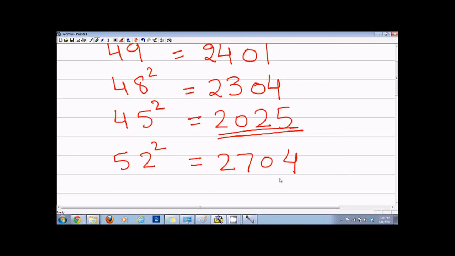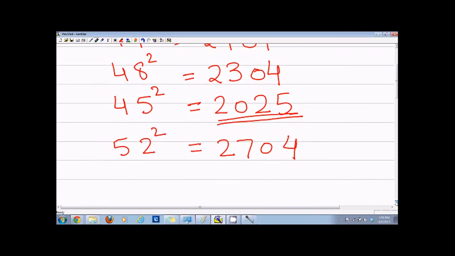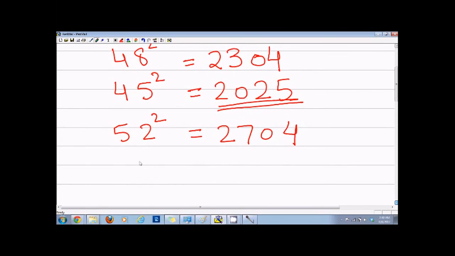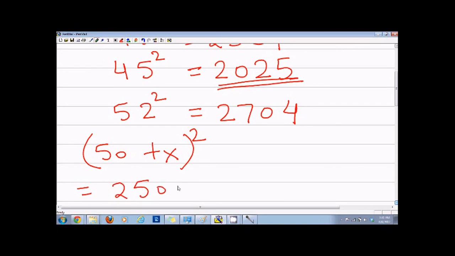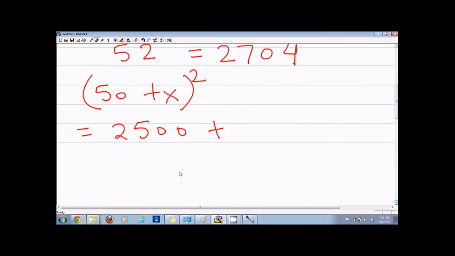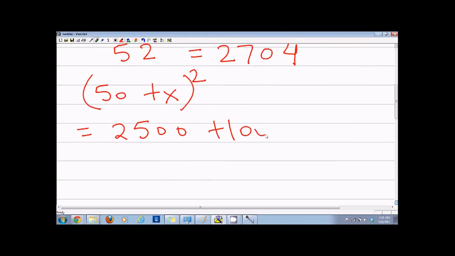So let's look at the proof. This is not magic, so I can show you how I come up with this trick. For example, if I have a number which is close to 50, so we have 50 plus x and we take the square. So (50 plus x) square will be equal to 2500 plus 100x plus x square.